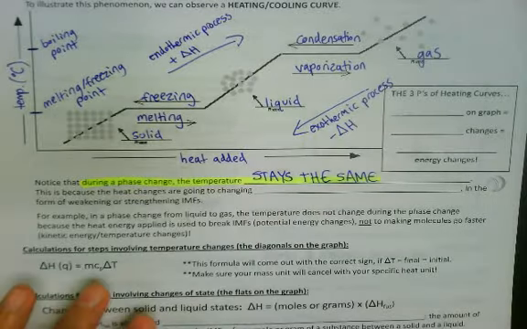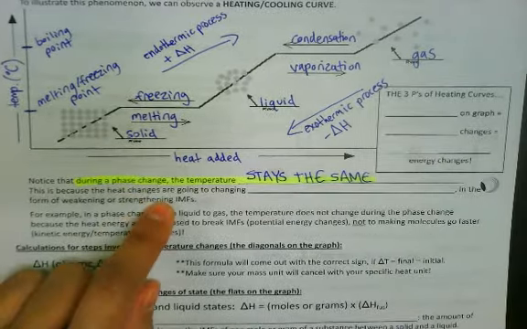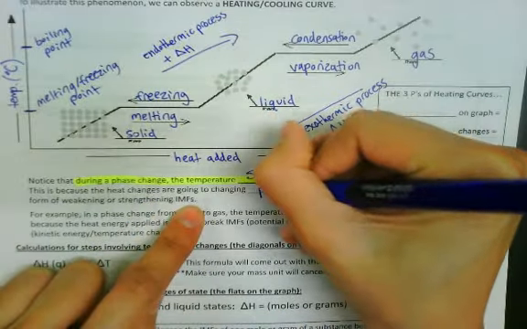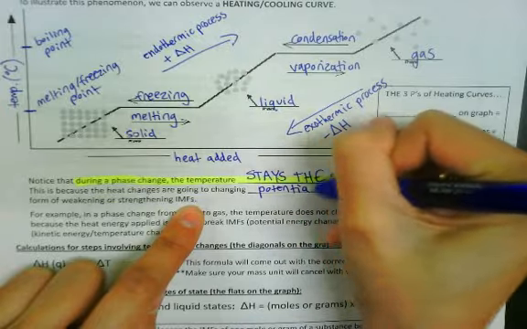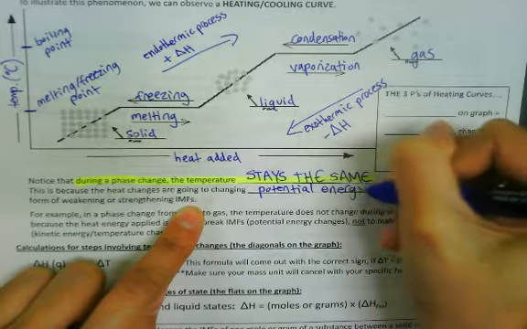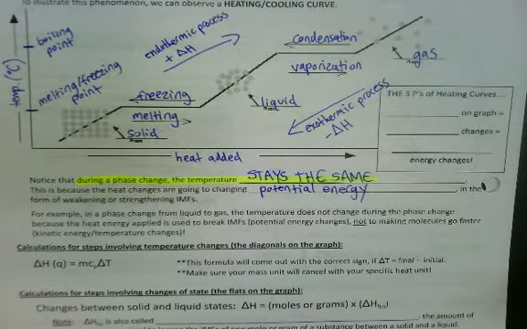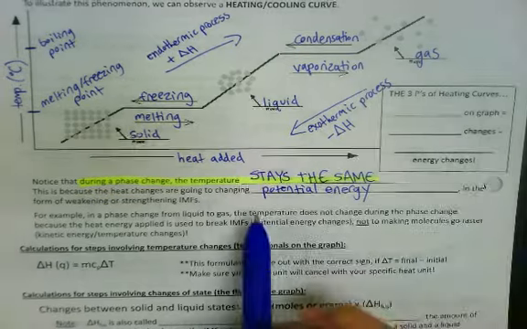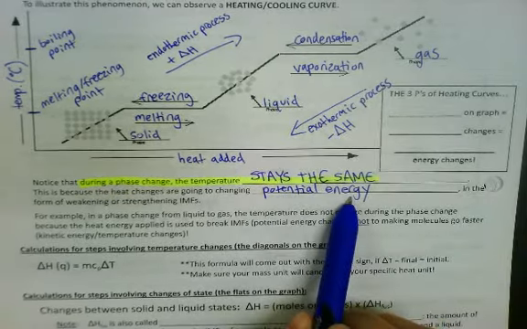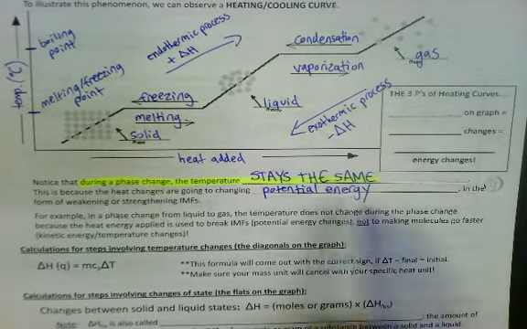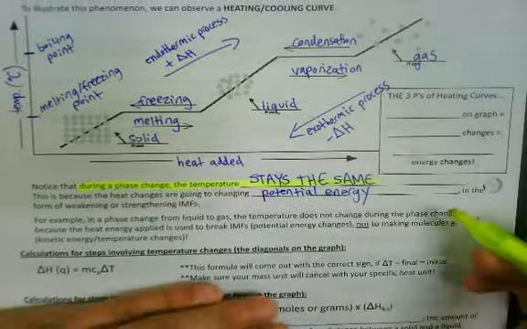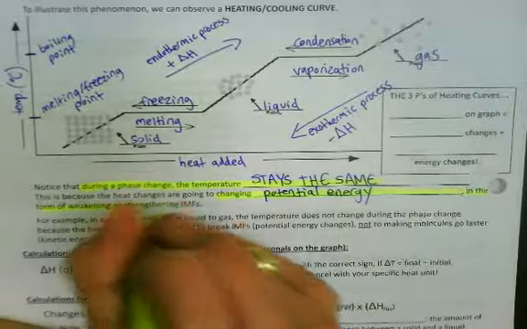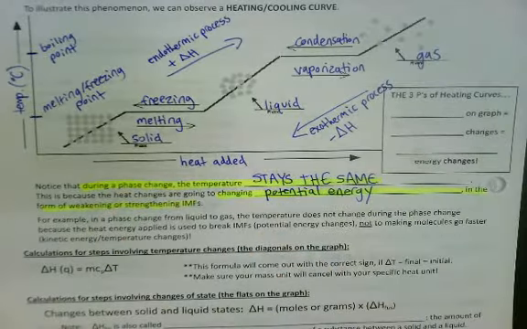The reason for this is because the heat changes, the energy we're putting in, are going towards changing the potential energy, an increase or a decrease, depending on where we're traveling, what phase change is happening. The heat changes are going towards changing the potential energy in the form of weakening or strengthening IMFs.